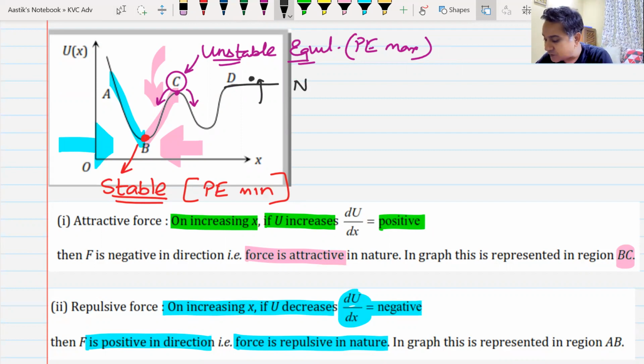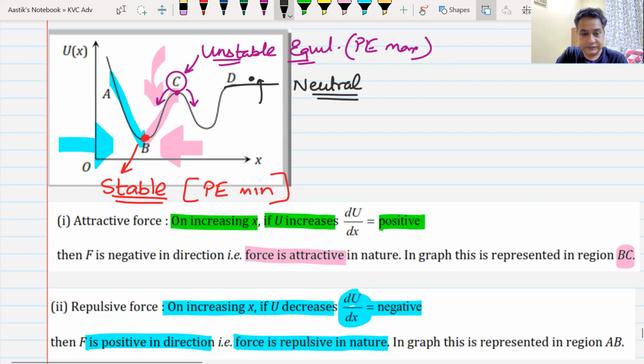This is a point which we call of neutral equilibrium. Do we understand this? This is a point of neutral equilibrium or zero force. There is no force acting on it, and you are at a point of neutral equilibrium. Do we understand this? Yes, sir.